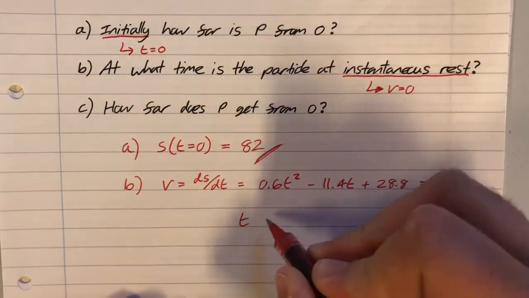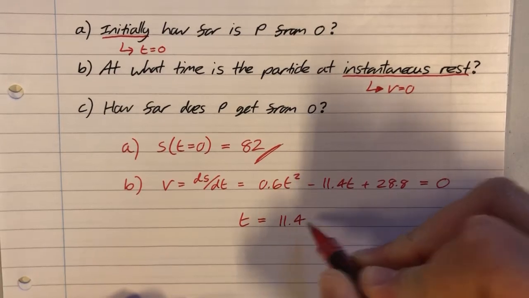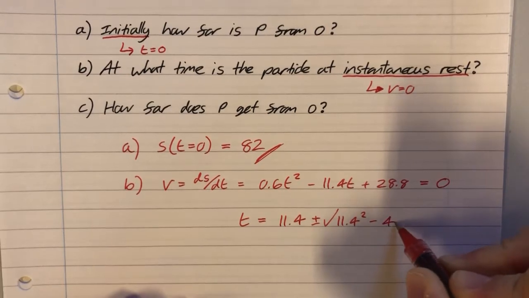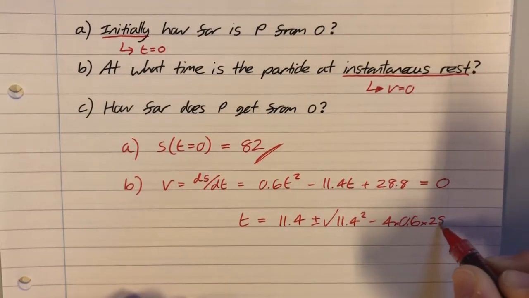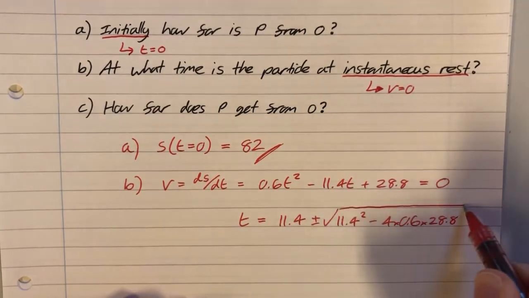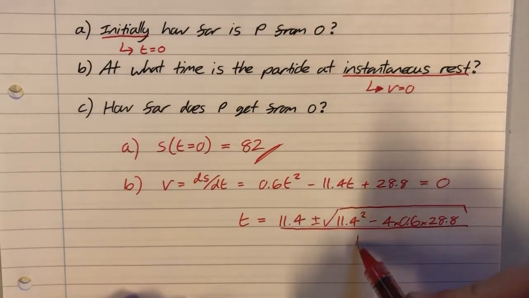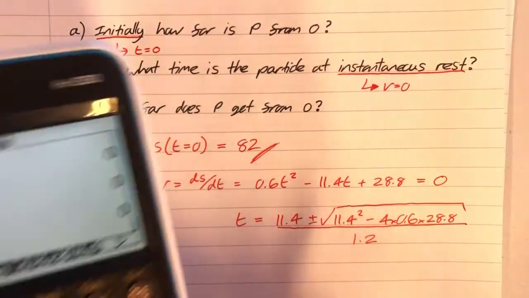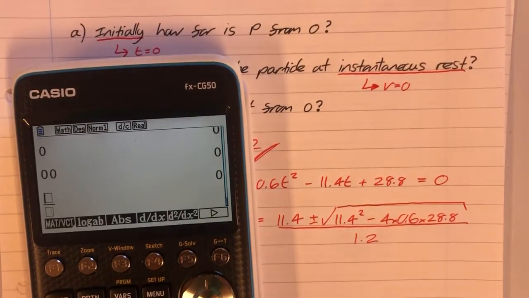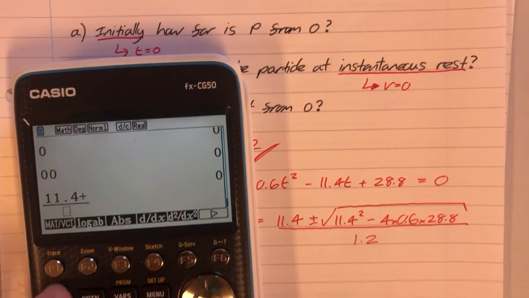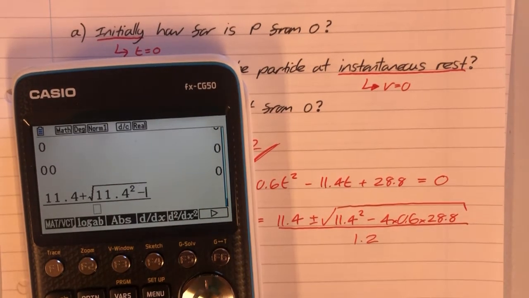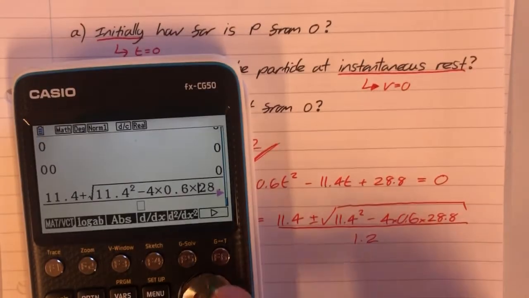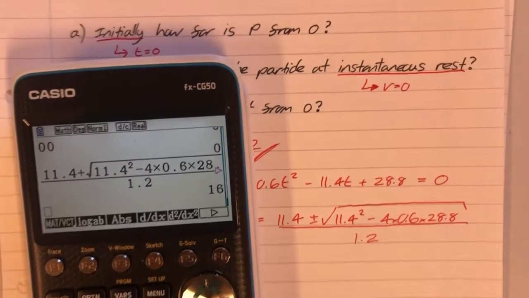There are a number of methods you can use to solve it. I'm going to use the quadratic formula. So t is going to be minus b plus or minus the square root of b squared minus 4ac, all divided by 2a. So I'll get my calculator. I'm going to have 11.4 plus the square root of 11.4 squared minus 4 times 0.6 times 28.8. Oops, this would be a times, not divide. There you go. And that's all divided by 1.2. And that gives me t is 16.